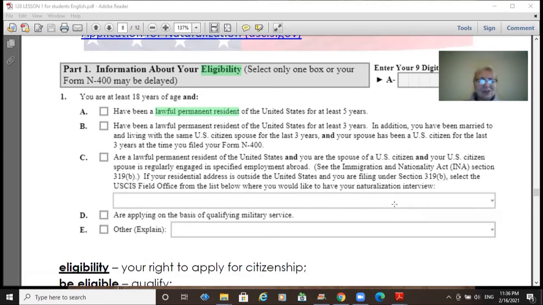So there are a lot of benefits to becoming US citizens, and I'm very happy for you to actually make up your mind to become one. And I wish you good luck in this very exciting journey.